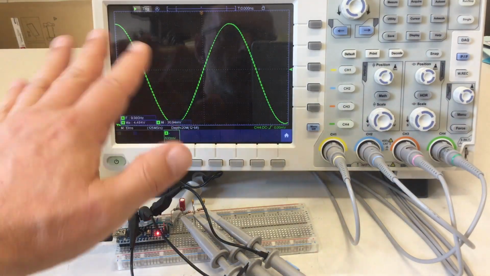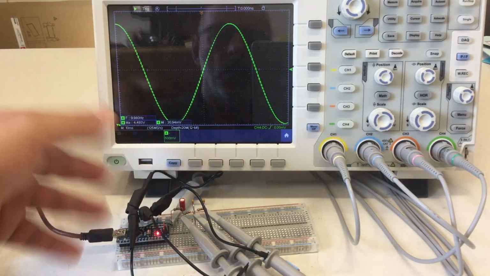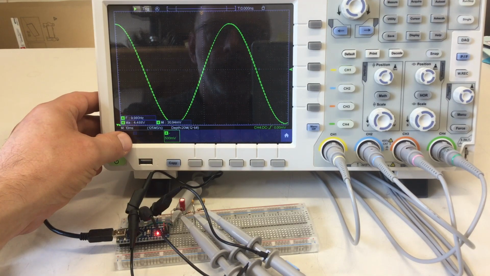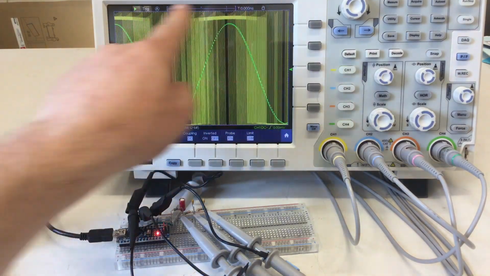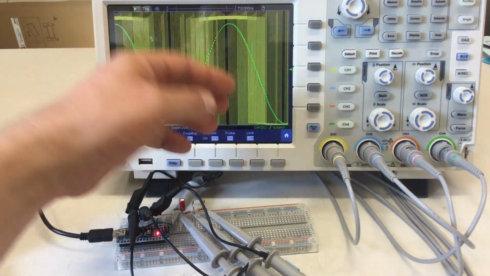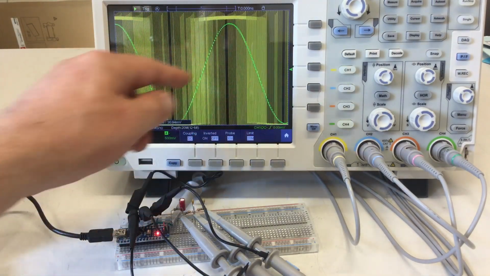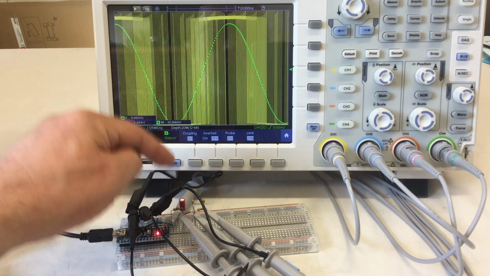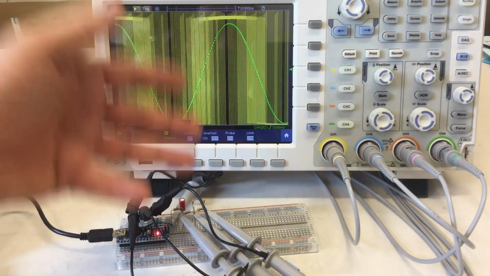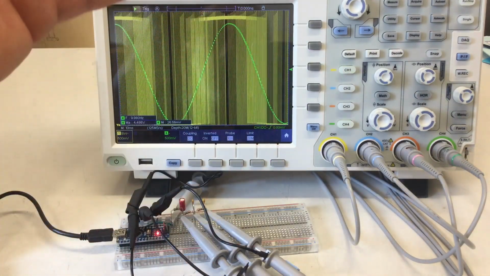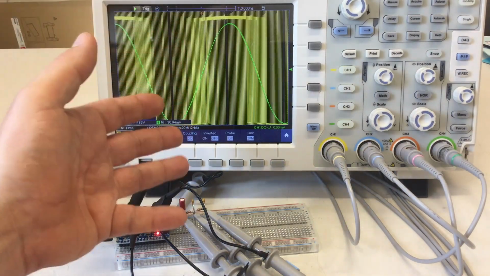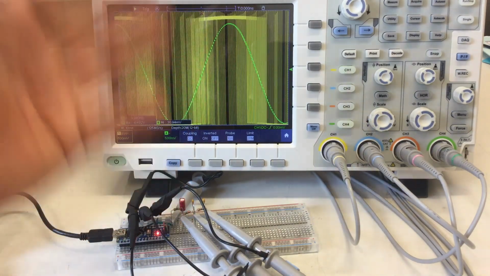In this video, I will try to explain how we get from this, a PWM output from a microcontroller, to an analog signal using an RC low-pass filter of nth order. And I will show you all the math required to do that.